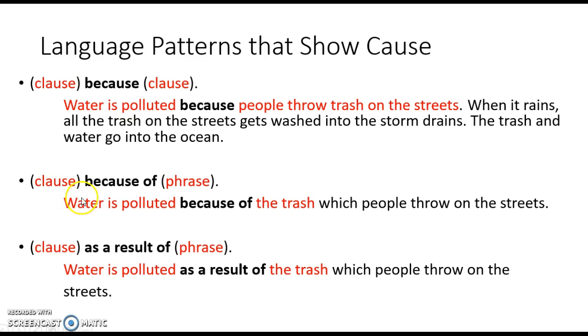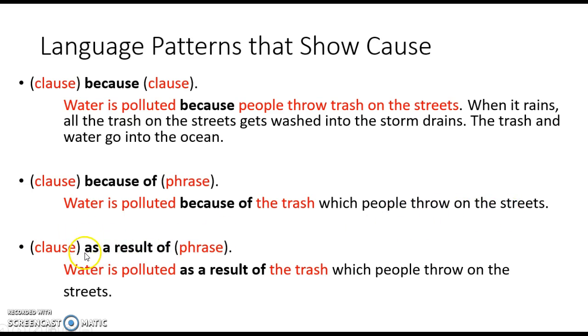Another example is because of. You have to be careful because when we use because of, it's followed by a phrase, not a clause. So let's take a look at this example. Water is polluted because of the trash. So the trash is a phrase. We want to describe the trash, so we added a relative clause here, which people throw on the streets.